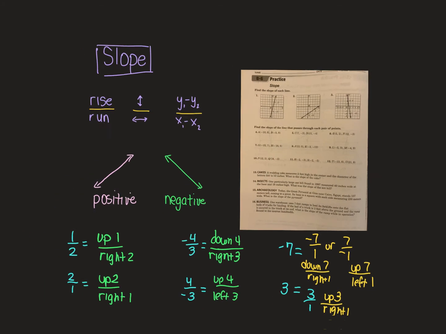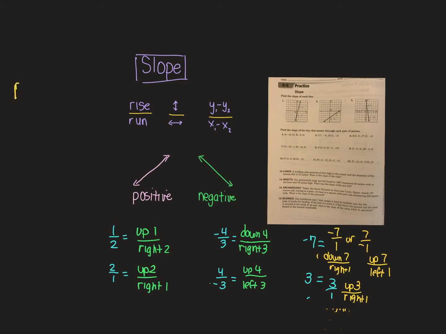So to recap, positive means that you're going up, negative means you're going down. Positive can also mean that you're going to the right. Negative means you're going to the left.